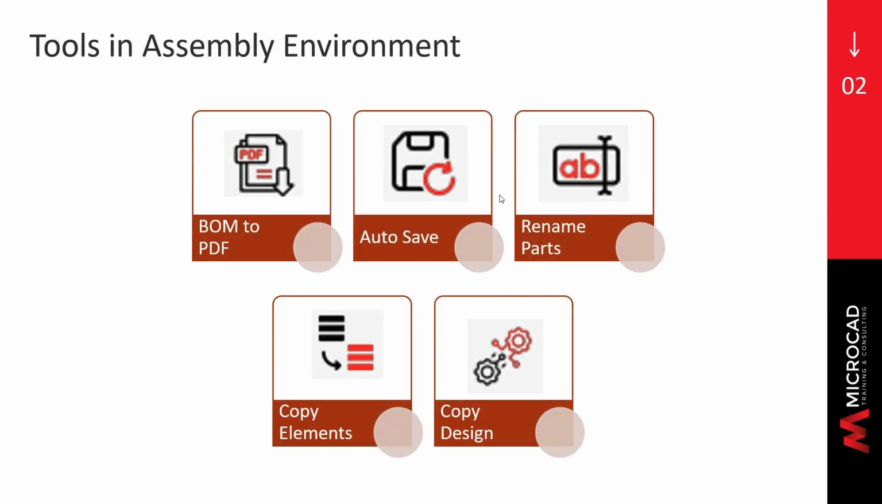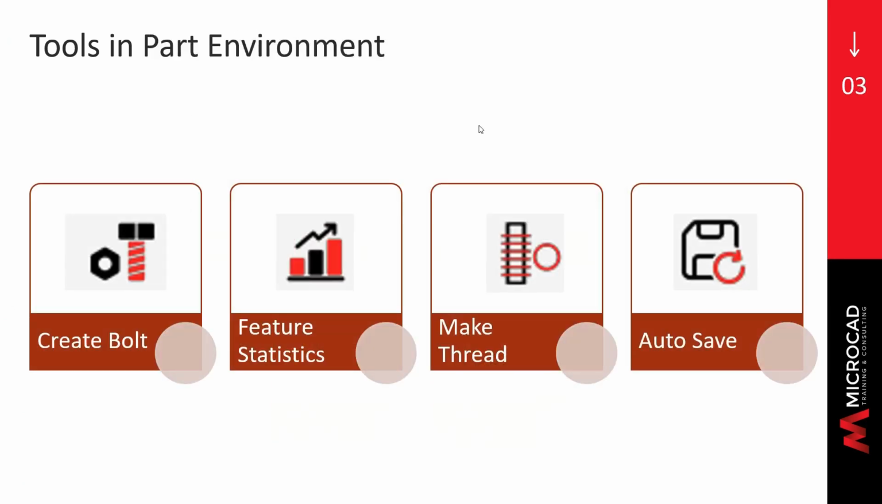Okay, so right now we have 8 productivity tools, 5 working in the assembly environment and 4 working in the part environment. For the assembly environment, we've got the BOM to PDF tool, the autosave tool, the rename parts tool, the copy elements, and copy design. And in the part environment, we've got a tool for creating bolts, a tool for reviewing feature statistics, one tool for making threads, and the same autosave tool that we have available at the assembly level as well, right?